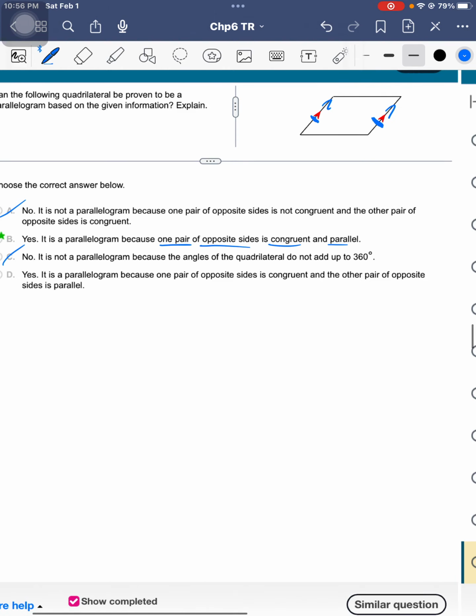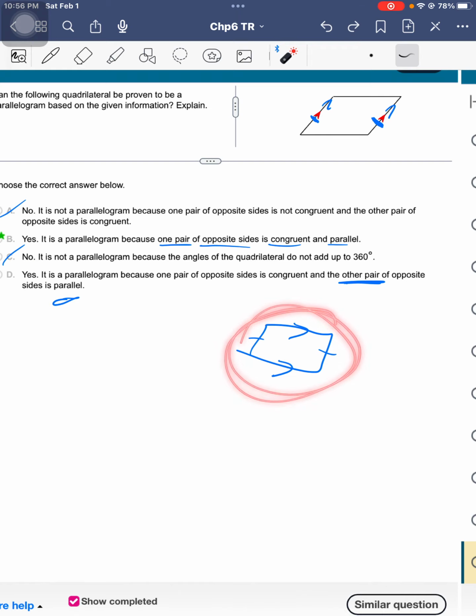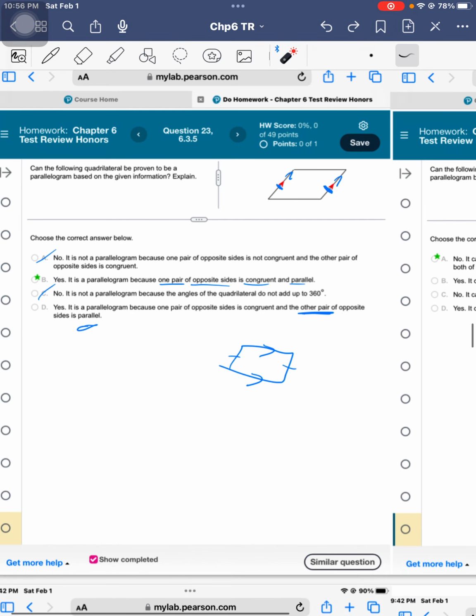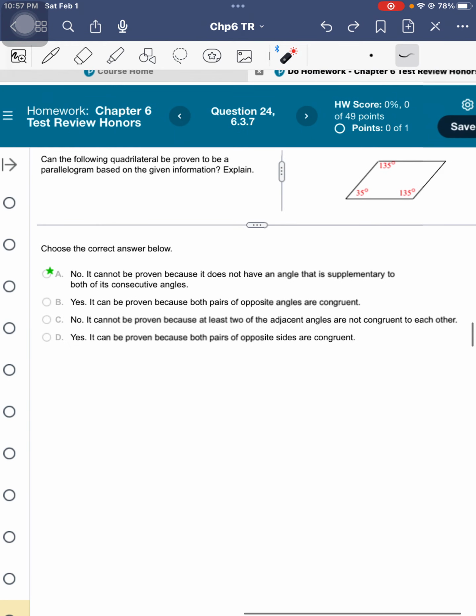Okay, that's good. The other option says it is a parallelogram because one pair of opposite sides is congruent and the other pair of opposite sides is parallel. That means they're saying this, and then this. This does not tell me anything about whether it's a parallelogram. It has to be on the same opposite sides, all right? So please read this question. Do not get confused. Do not just pick the first yes you look at. Read them both.